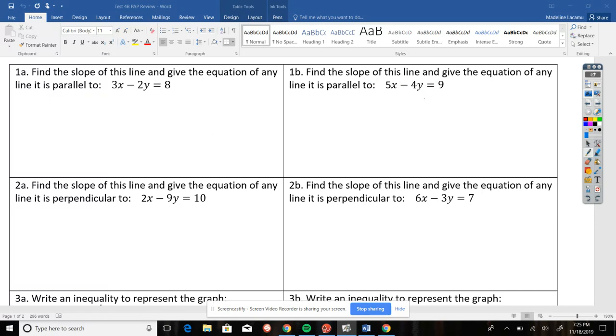So first, to find the slope of this line, we need to solve for y. So I have 5x minus 4y equals 9. I need to get y by itself, so I need to get rid of this x, which means subtract 5x from both sides. So I get negative 4y equals negative 5x plus 9. Then I divide both sides by a negative 4.